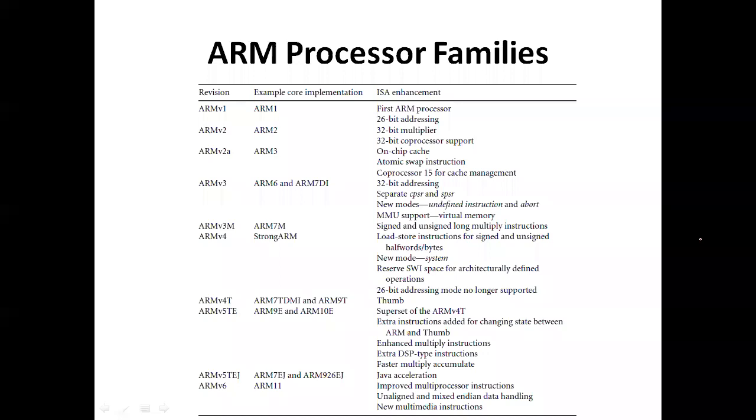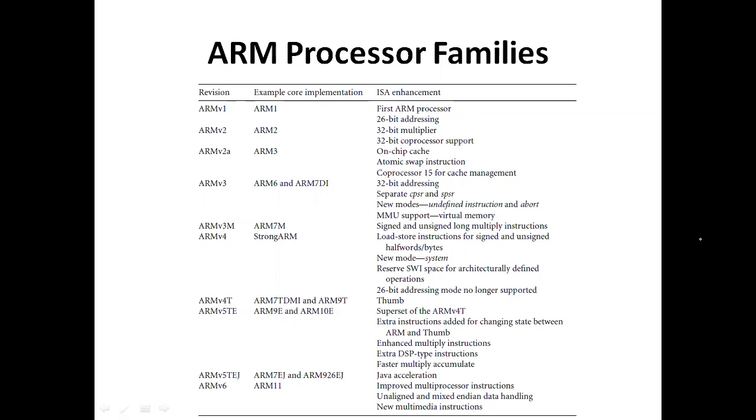So ARM version 1, the ARM1 family, is usually the first ARM processor, having a 26-bit addressing bus and 32-bit data bus. You should remember that. In modern ARM processors, all processors have a 32-bit data bus and 32-bit address bus. But in the first ARM processor, version 1 or ARM1 family, the address bus is only 26-bit.